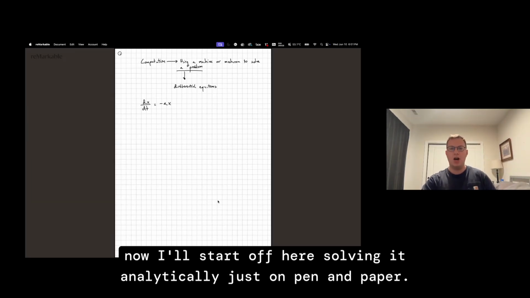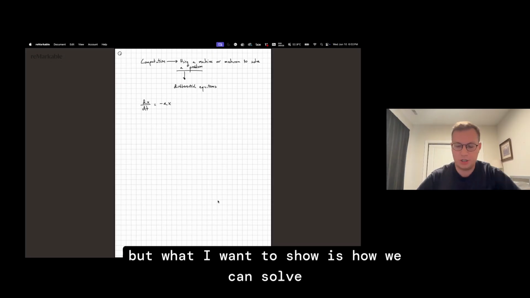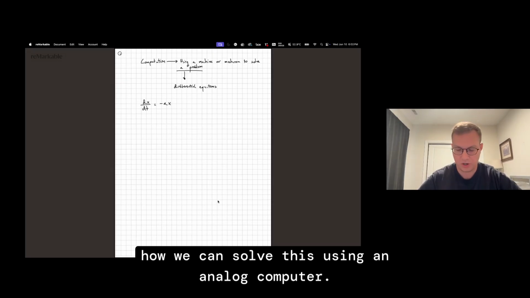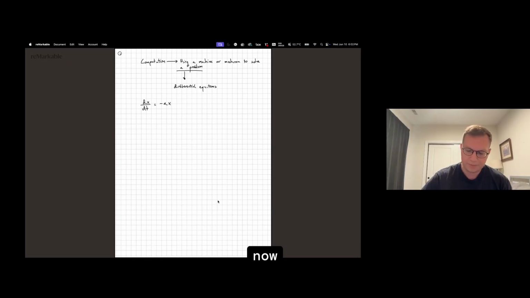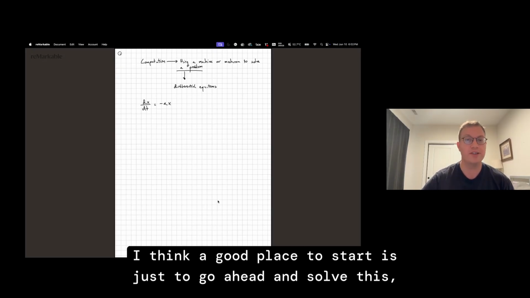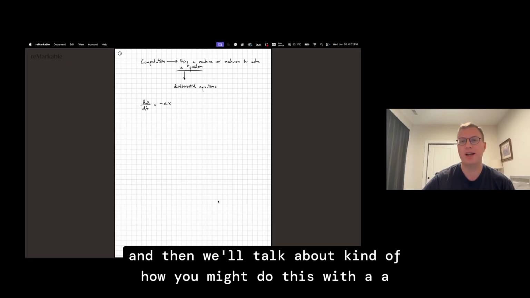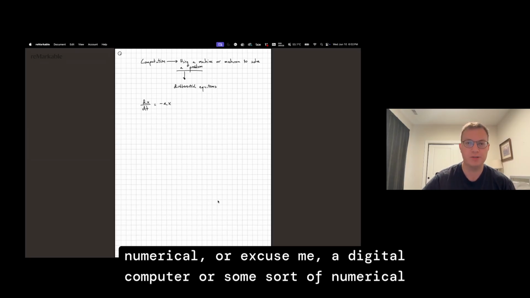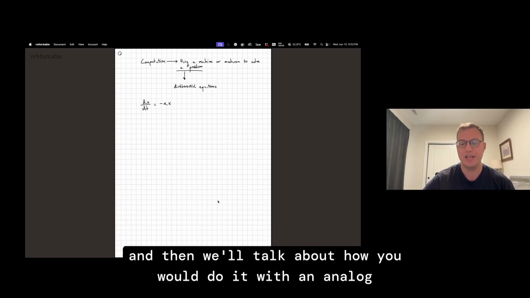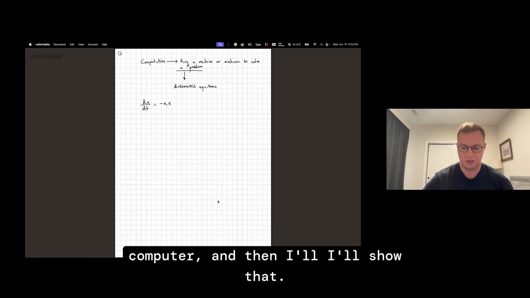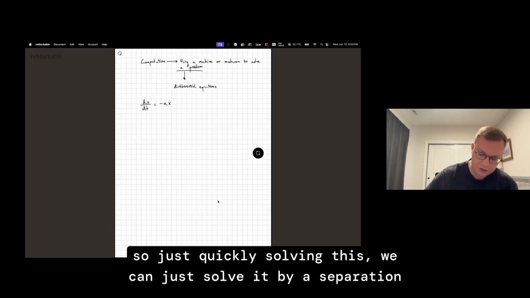Now, I'll start off here solving it analytically, just on pen and paper. But what I want to show is how we can solve this using an analog computer. Now, I think a good place to start is just to go ahead and solve this, get an analytical solution, and then we'll talk about how you might do this with a digital computer or some sort of numerical scheme, and then we'll talk about how you would do it with an analog computer, and then I'll show that. So just quickly solving this, we can solve it by separation and integration.